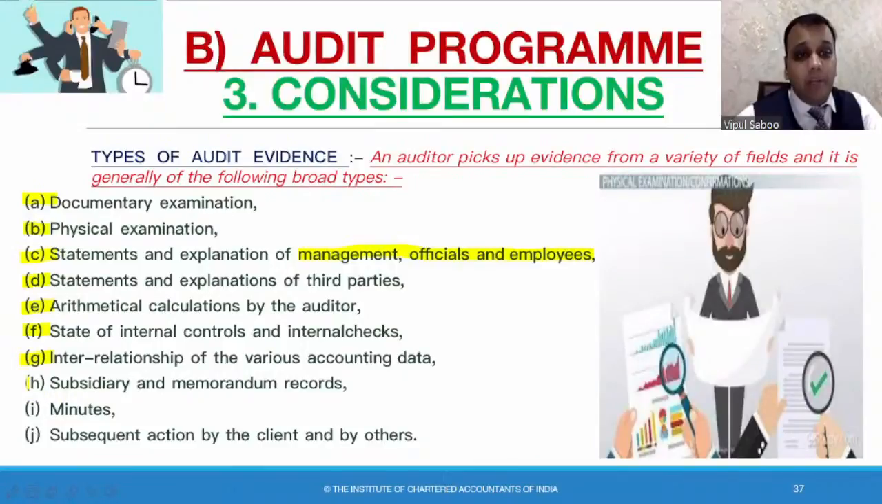Subsidiary and memorandum records. You have all read about subsidiary books and ledgers. Memorandum records are the draft records. In our layman language, we say some draft, some kacha kam. So memorandum records are there, which are not forming a part of the financial statements, but those records are complementing our financial statements, are supporting our financial statements. So you can always make an extract of that as an audit evidence, or you can ask for a copy of those records. Minutes. What are minutes? This is in the case of companies.